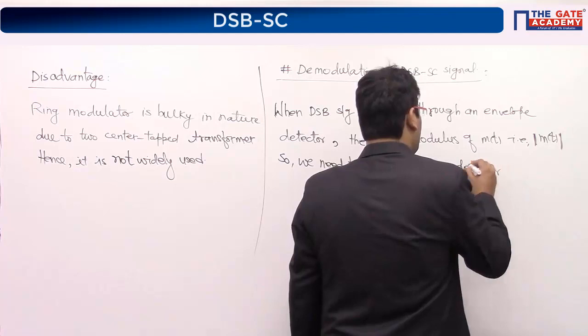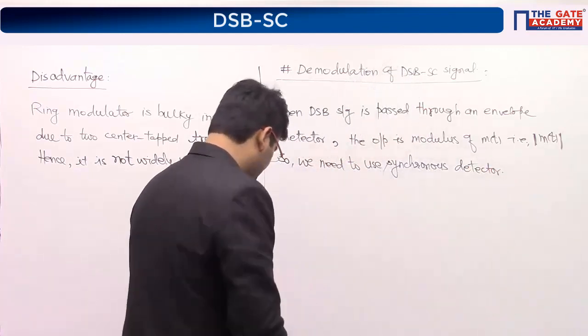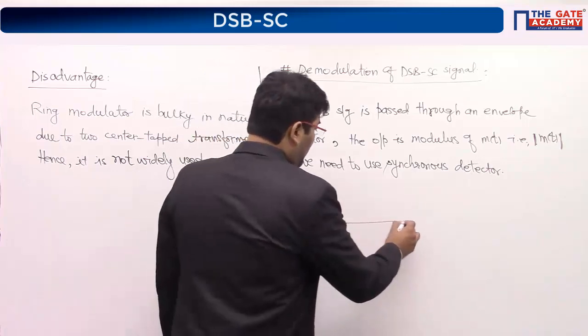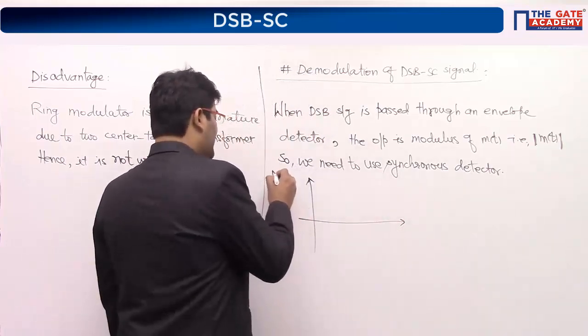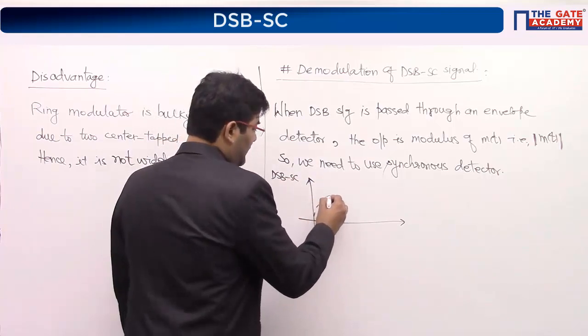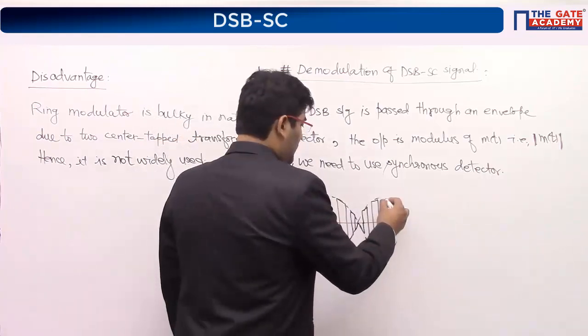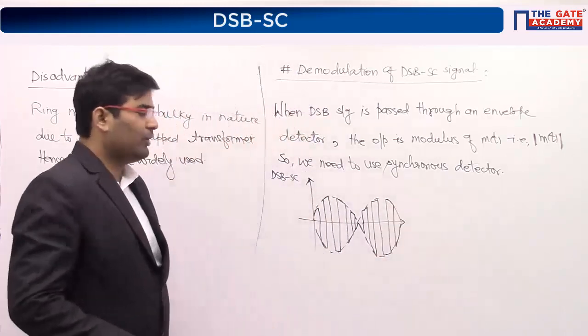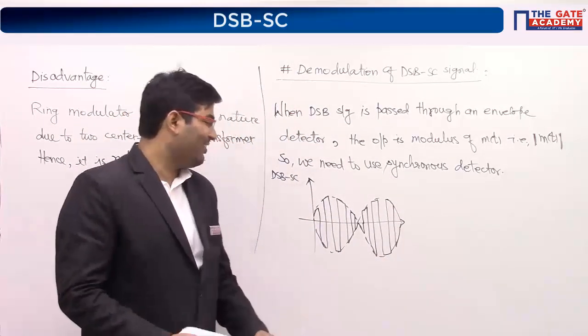Please write this down. Very important point. So you just saw how a DSB-SC signal looks, right? Let me redraw quickly. It looks something like this. Not that easy to draw, guys. I've been doing this for long, so I can draw it quickly.